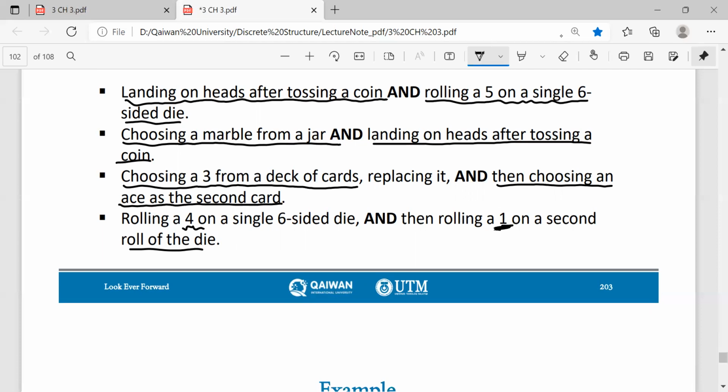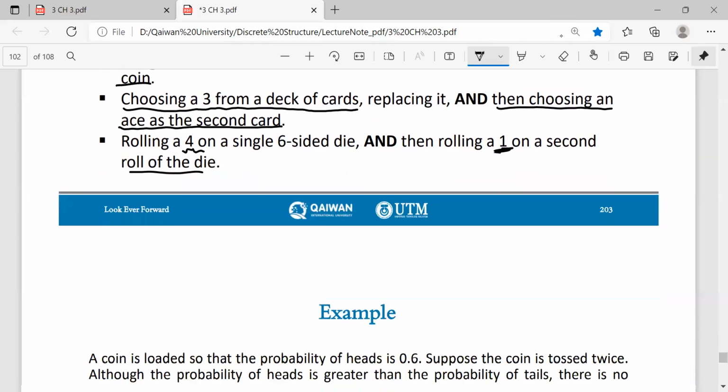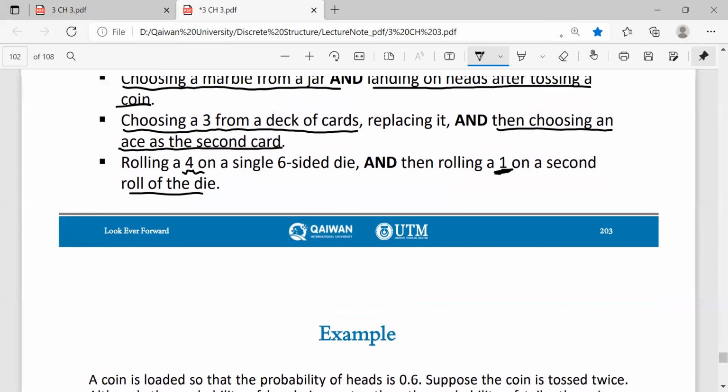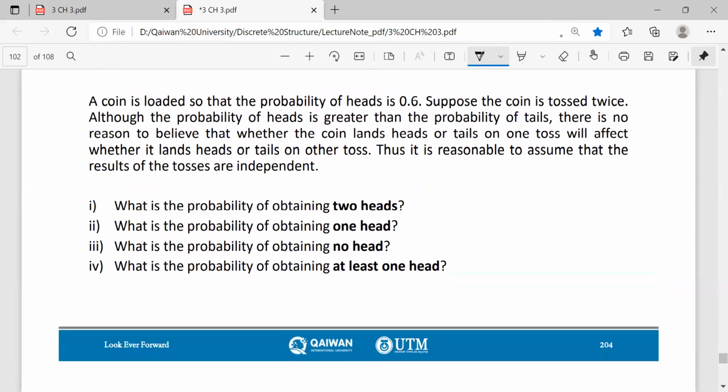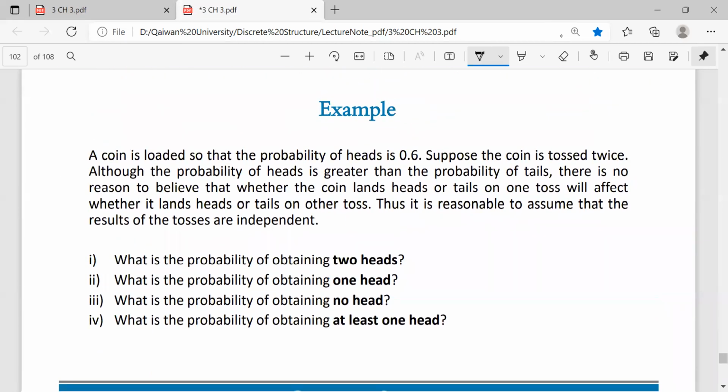Okay? So these two are independent events. We now have another example.